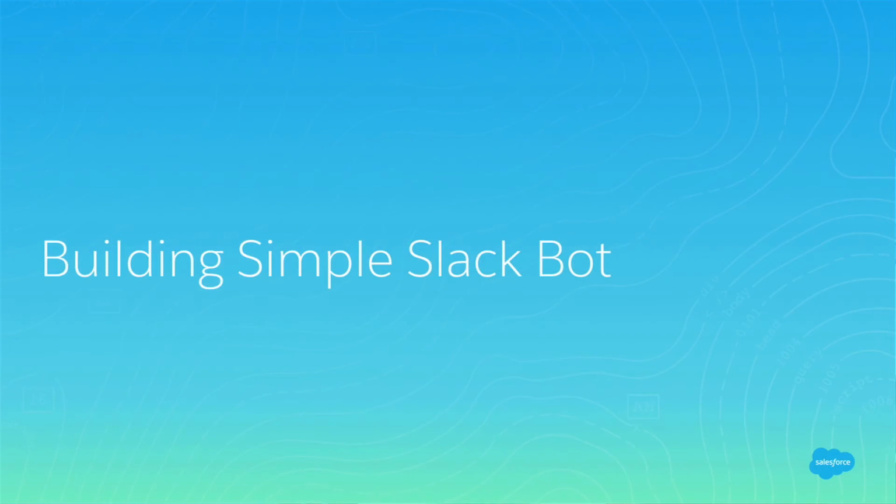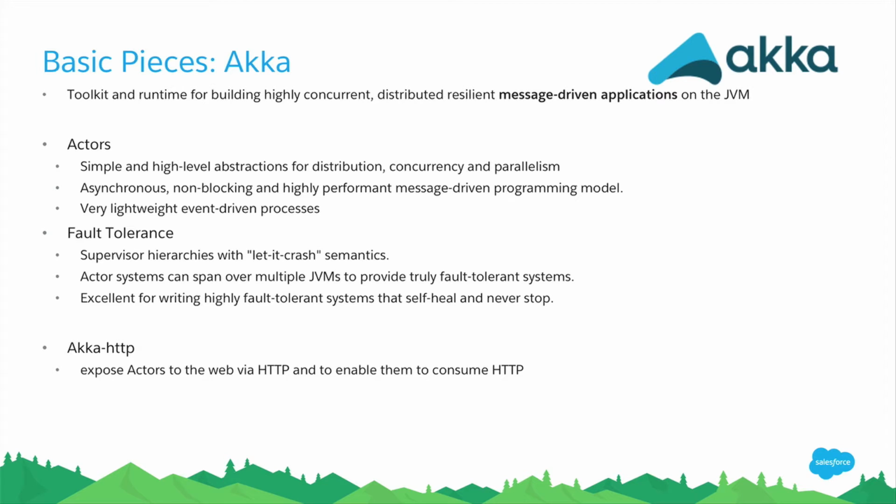So now I'm going to show we're building a simple SlackBot using Scala. So the basic pieces, one of them is we use Akka. So what is Akka? Akka is a simple toolkit that allows us to build highly concurrent, distributed and resilient message-driven applications. I think the keyword is message-driven. So it consists of actors, which allow asynchronous non-blocking operations. And also it's very lightweight and event-driven.